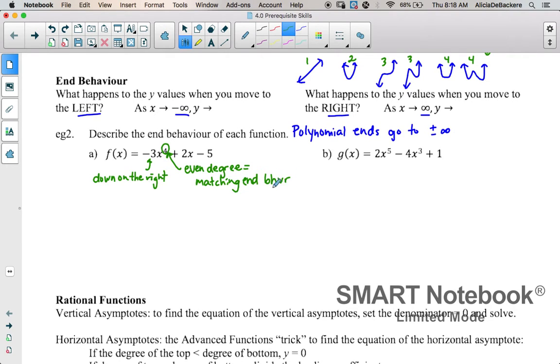I'm just going to use a little short form there for behavior. So that's going to help me come up with my statements. So I'm going to think about, well, what's happening on the left and what's happening on the right.